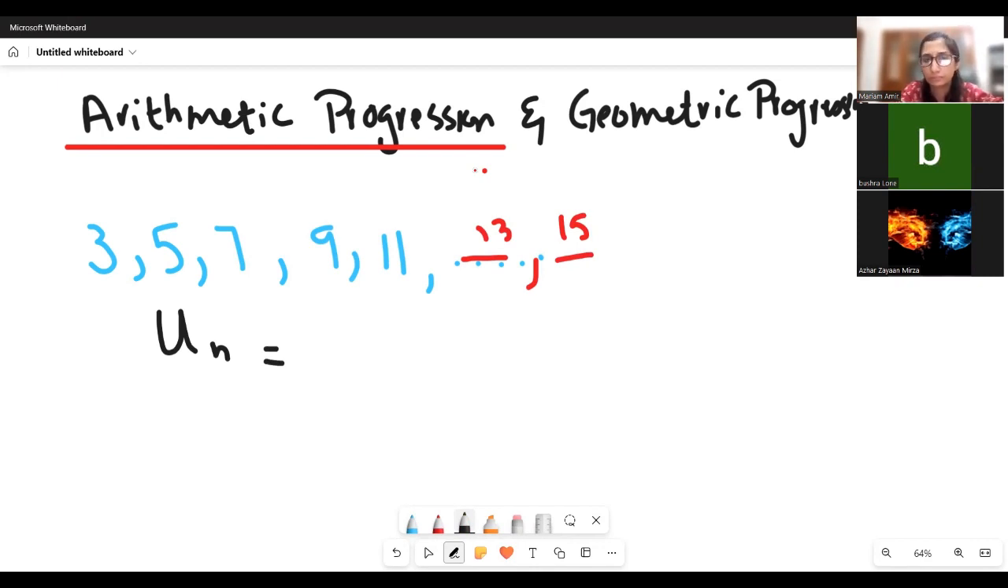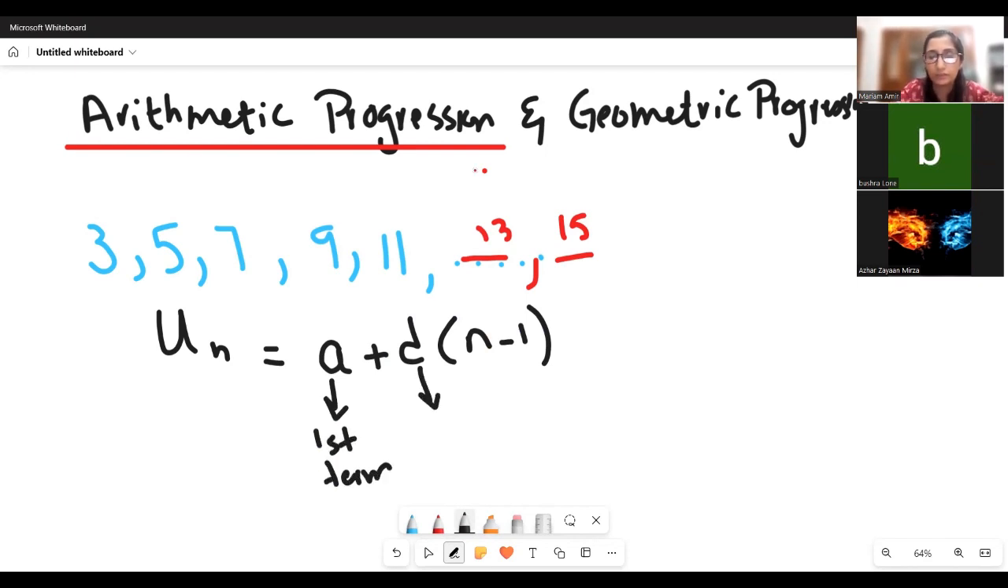A1 plus N minus 1 into difference. Yes, A plus D into N minus 1, where A used to be the first term, which is 3 in this case. D is the common difference.